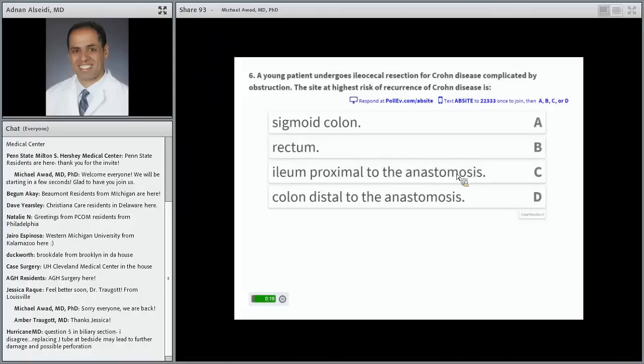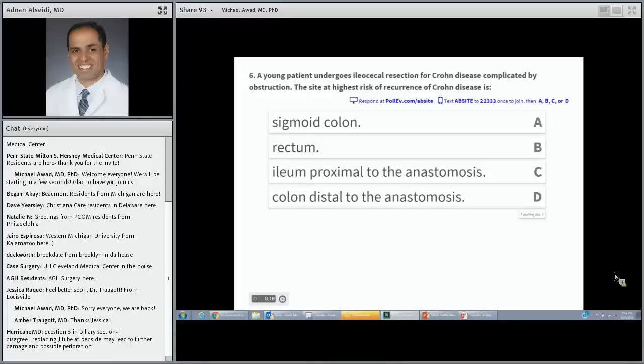Question 6: a young patient undergoes an ileocecectomy resection for Crohn's disease complicated by obstruction. The site at highest risk for recurrence of Crohn's disease is: sigmoid colon, next is rectum, next is ileum proximal to the anastomosis, and next is colon distal to the anastomosis.